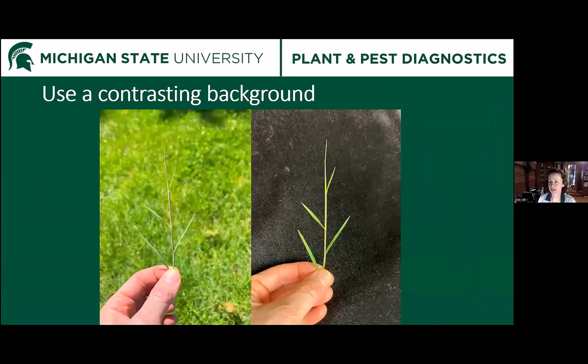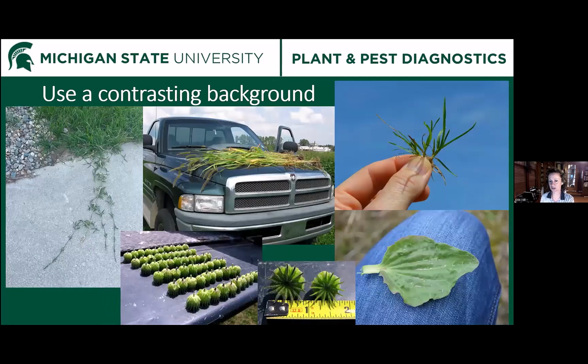Consider the background that you're using. Using a contrasting background is going to help us when we're trying to zoom in and look at the details. So here you can see a picture of Bermuda grass that I just held up with the lawn in the background versus putting it on a black background. Now, I don't know about you, but most of us don't carry professional photography supplies in our truck, right? But there's lots of other options out there. So I'm trying to show you that here.